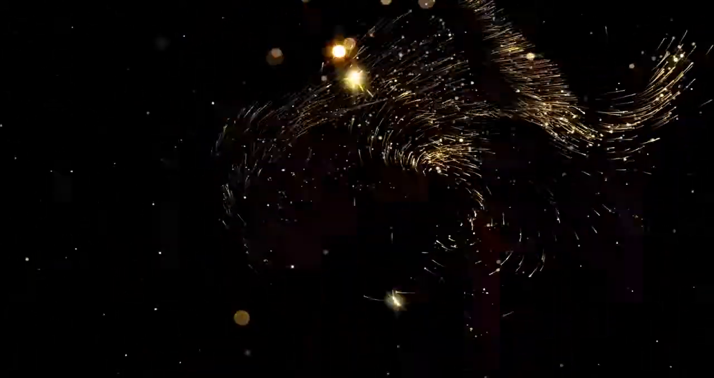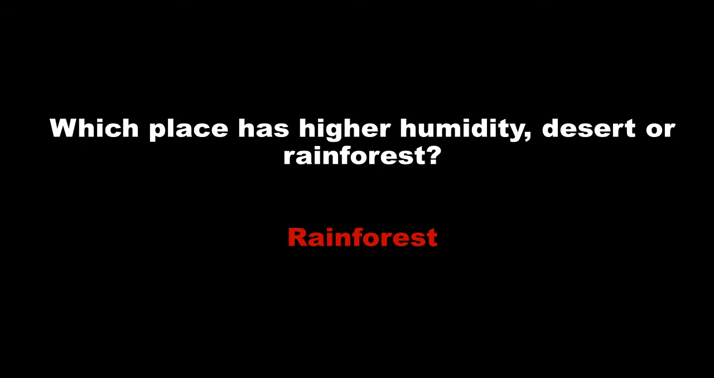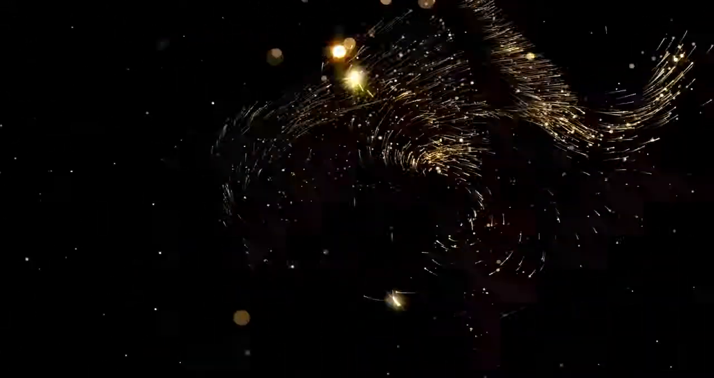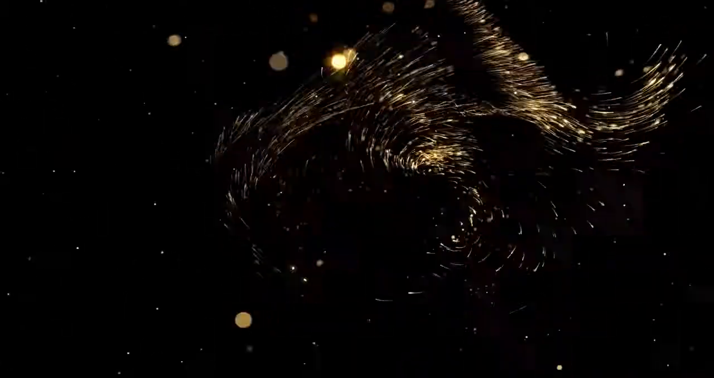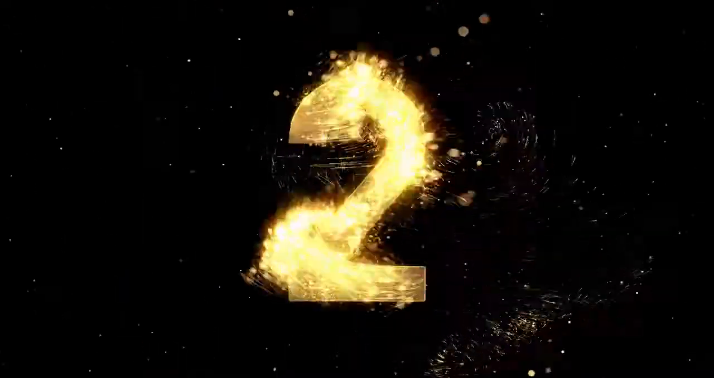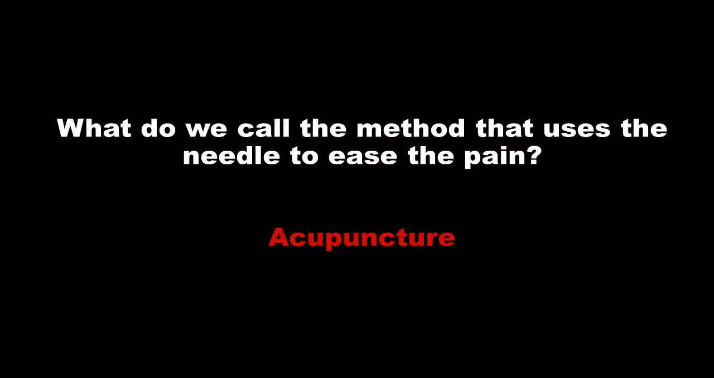Which place has higher humidity, desert or rainforest? Rainforest. What plants are grown between rocks? Rock plants or lithophytes. What type of plant is mint? Herb. What do we call the method that uses the needle to ease the pain? Acupuncture.